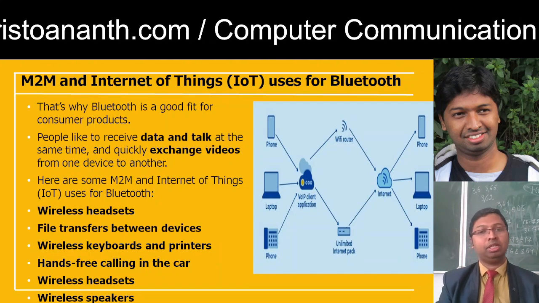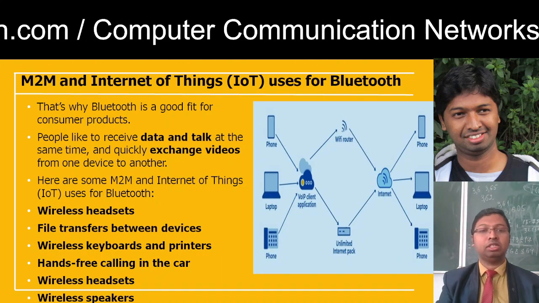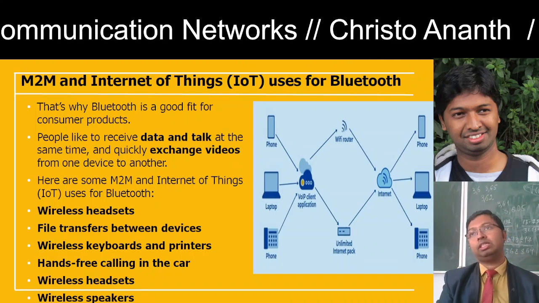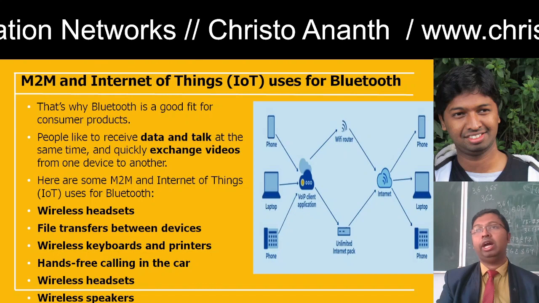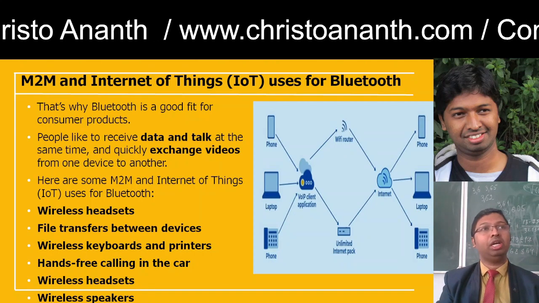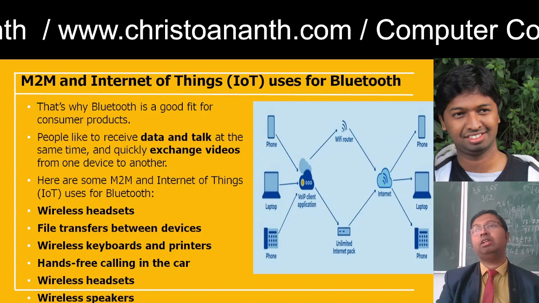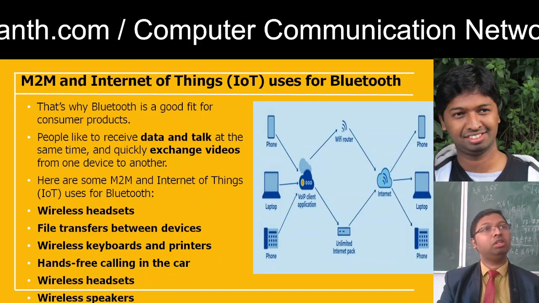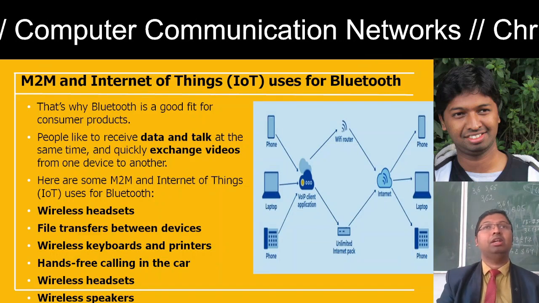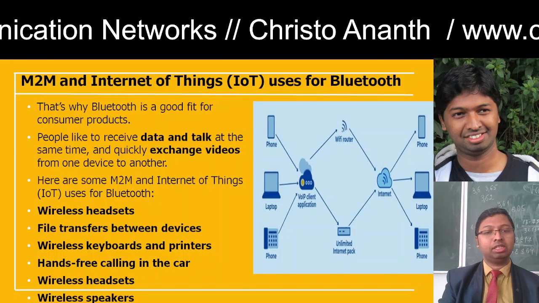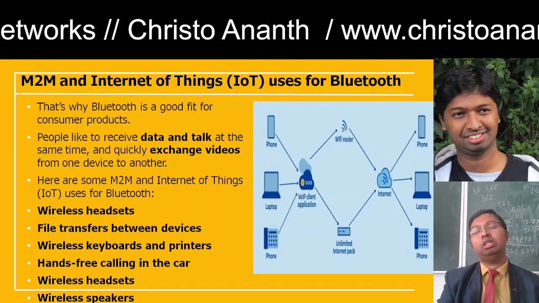There are some M2M as well as Internet of Things uses for Bluetooth. We use wireless headsets in day-to-day life, and you can also use file transfer between devices, wireless keyboards, and wireless printers. Hands-free calling is possible in the car, and you can use wireless speakers too.